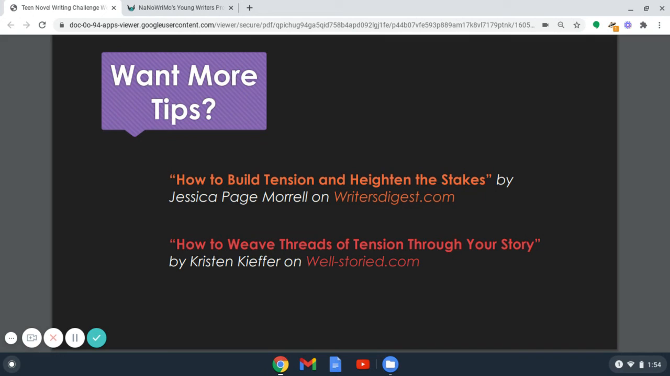And the same for How to Weave Threads of Tension Through Your Story by Krista Kiefer on wellstoried.com. And she actually has, if you look at her blog, a lot of materials that can help you with tons of different stuff. But if you go to the story elements section, she actually has several different blog posts about tension and conflict that could help you. This was the one that I thought had the meatiest amount and would really be useful to you guys, but she has tons of stuff.